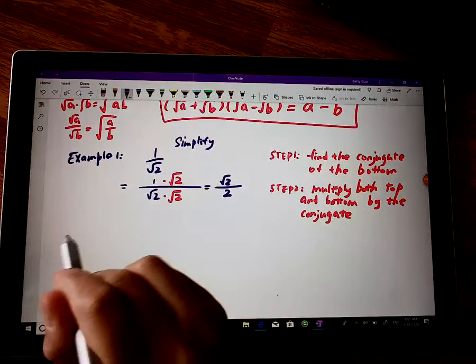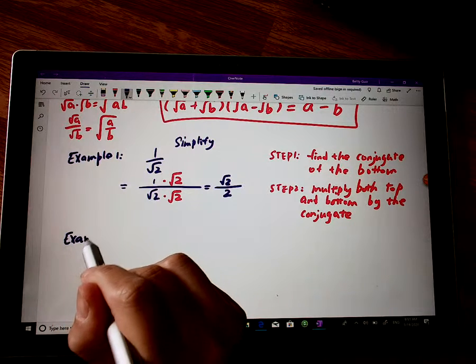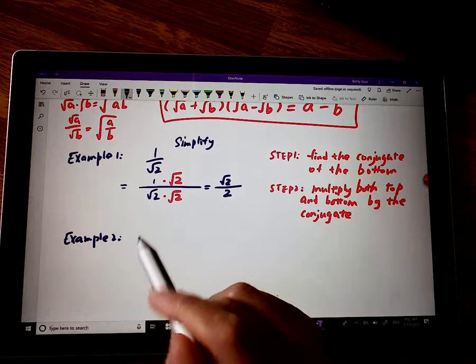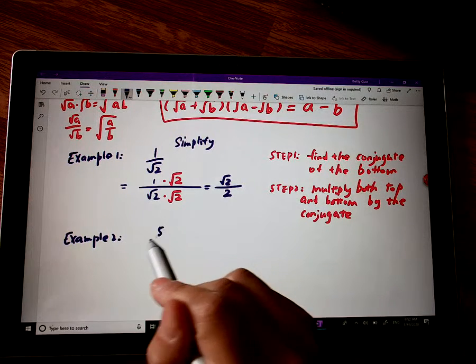Example 2. You can find this example in the notes. So let me see the notes. We have a few problems in the notes. By the way, the notes are already posted in Moodle. You can access them anytime that you need.